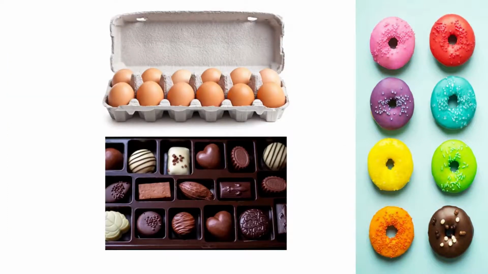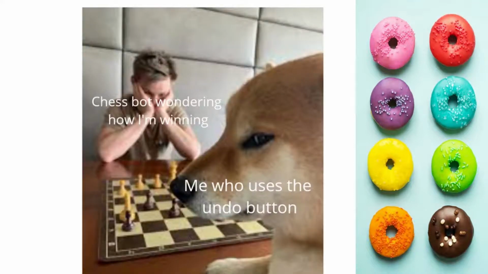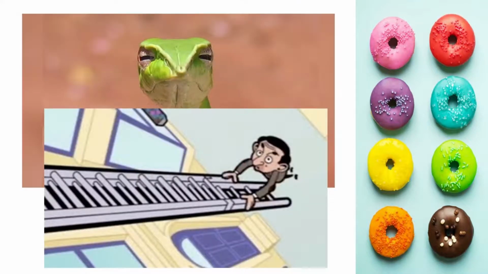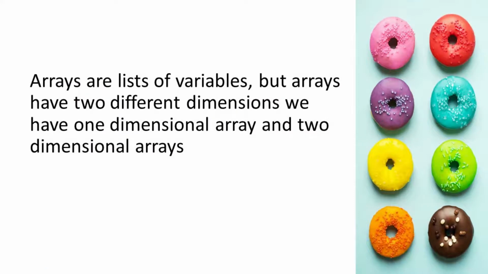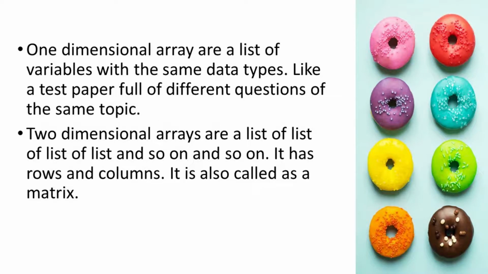Arrays are like a box of eggs, a box of chocolates, a board of chess, or a board of snakes and ladders. Arrays are a list of variables, but arrays have two different dimensions. We have one-dimensional arrays and two-dimensional arrays. One-dimensional arrays are a list of variables with the same data type, like a test paper full of different questions of the same topic. Two-dimensional arrays are a list of lists and so on.